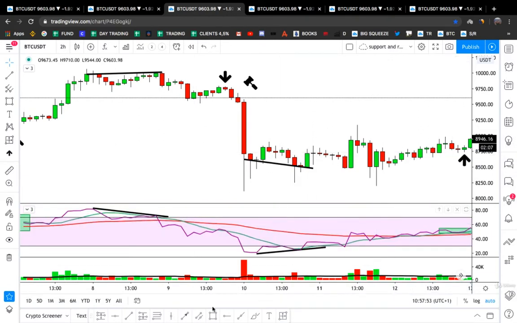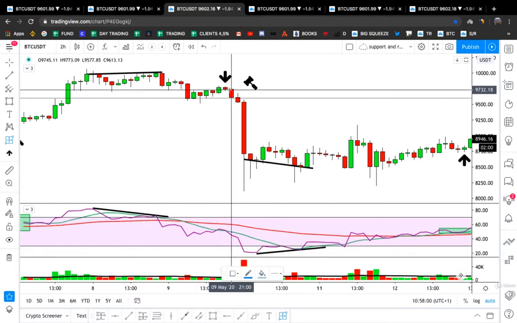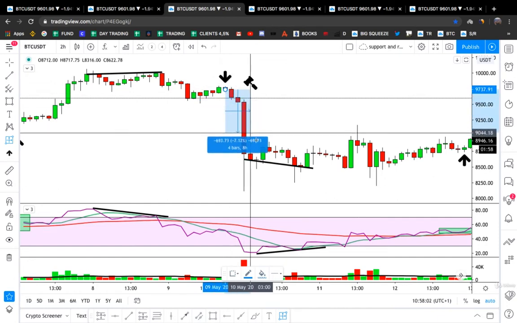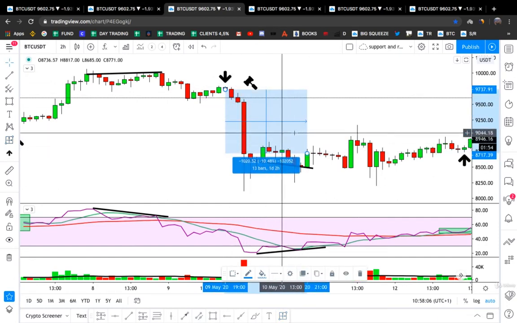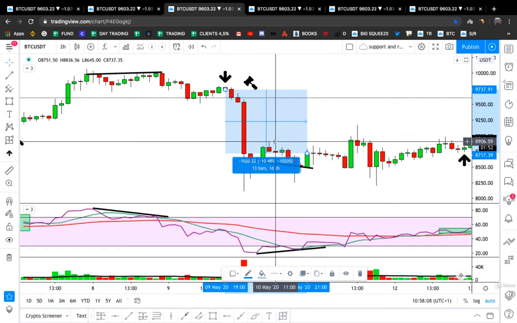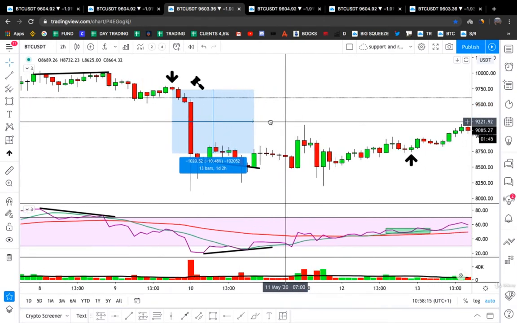And let's see, what did we make on this trade? You entered here, and you are exiting somewhere here. Let's say at this candle you made 10.5% in one day. 10.5%, guys. I don't know, this is just incredible.